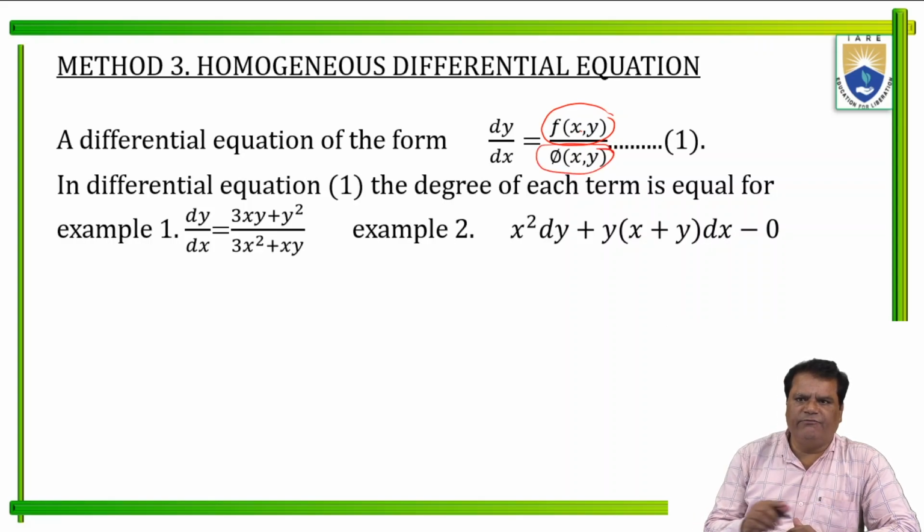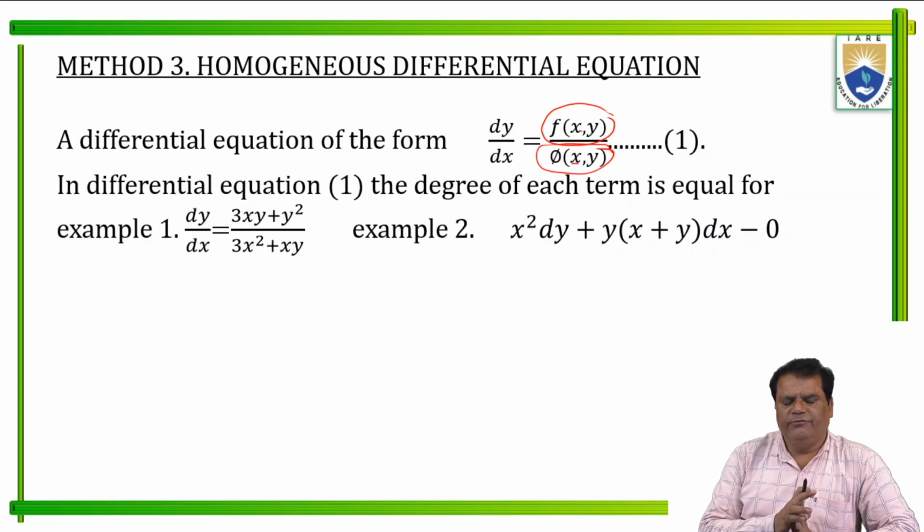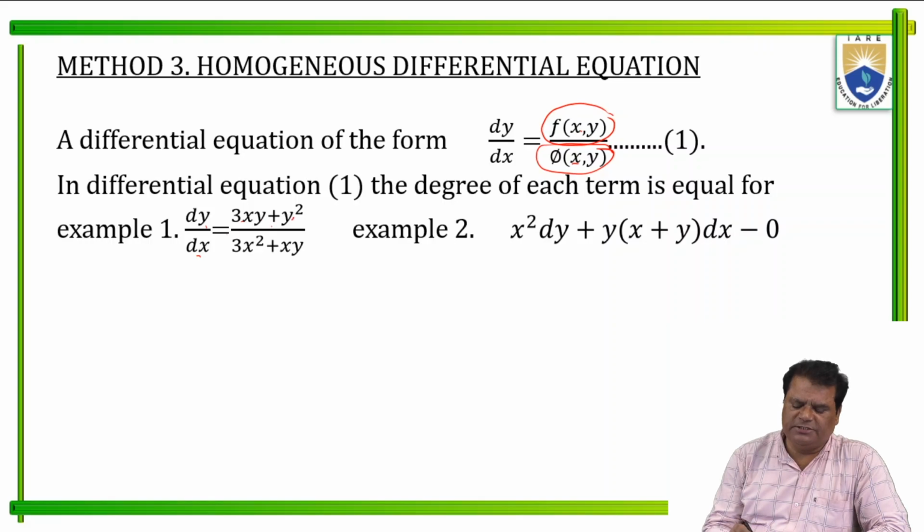The denominator is another function, phi(x, y). So in a differential equation, if we see that in each term the sum of the degrees of all variables is equal, then that is known as a homogeneous differential equation. We are giving here some examples. Example 1: dy/dx = (3xy + y²)/(3x² + xy).